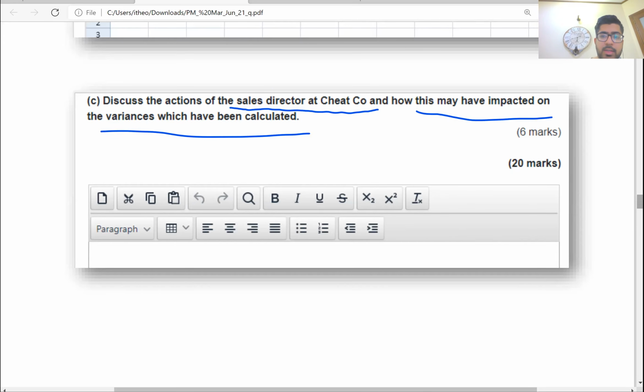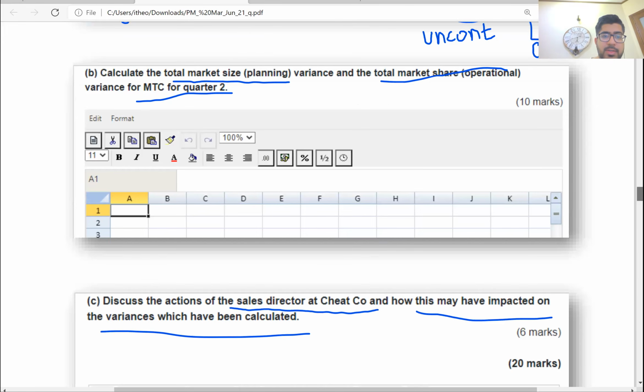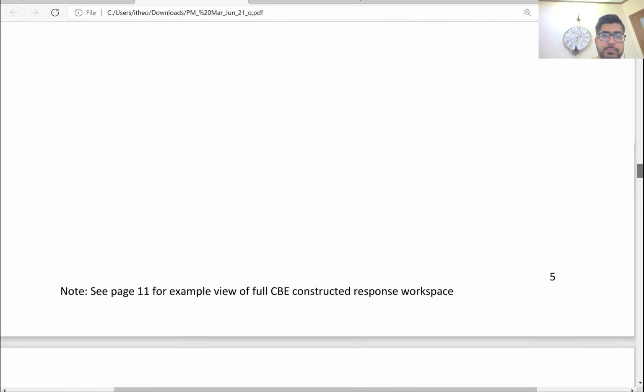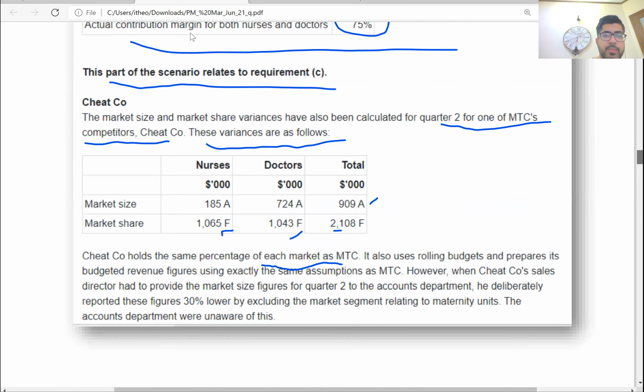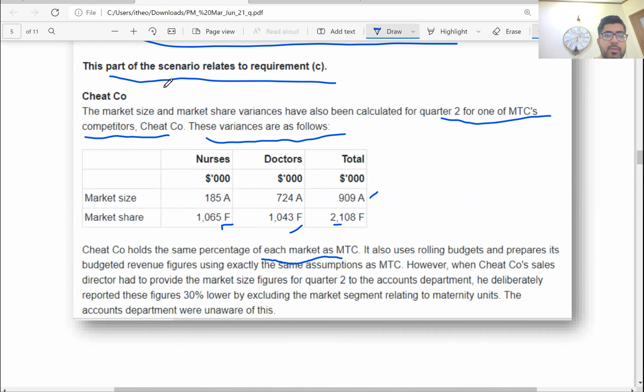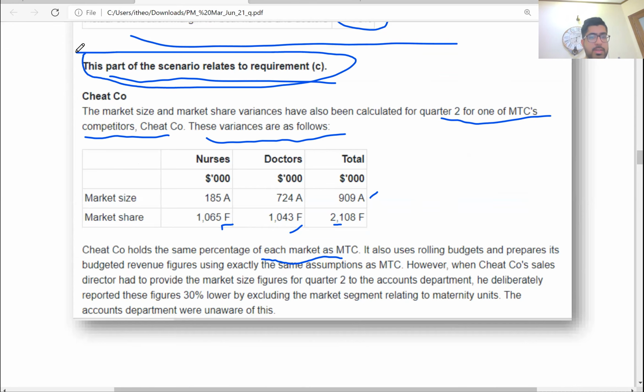Okay. You know that for part C, there was separate data. This part of the scenario relates to requirement C, 6 marks. The market size and market share, that is planning and operational, have also been calculated for Q2 for one of MTC's competitors, Cheat company. You have calculated the market size and market share for Q2.